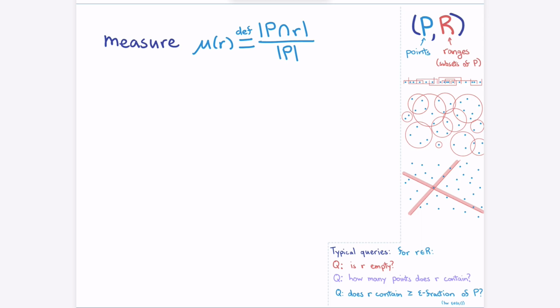Good. We're also going to be looking at, we'll get there in a moment, but at some level we're going to try to sample points and try to preserve the measures of all the ranges. So we're trying to get good representative samples. If I have a subset Q, I'll let mu sub Q denote the measure relative to Q. That's the fraction of Q that lies in this range R.